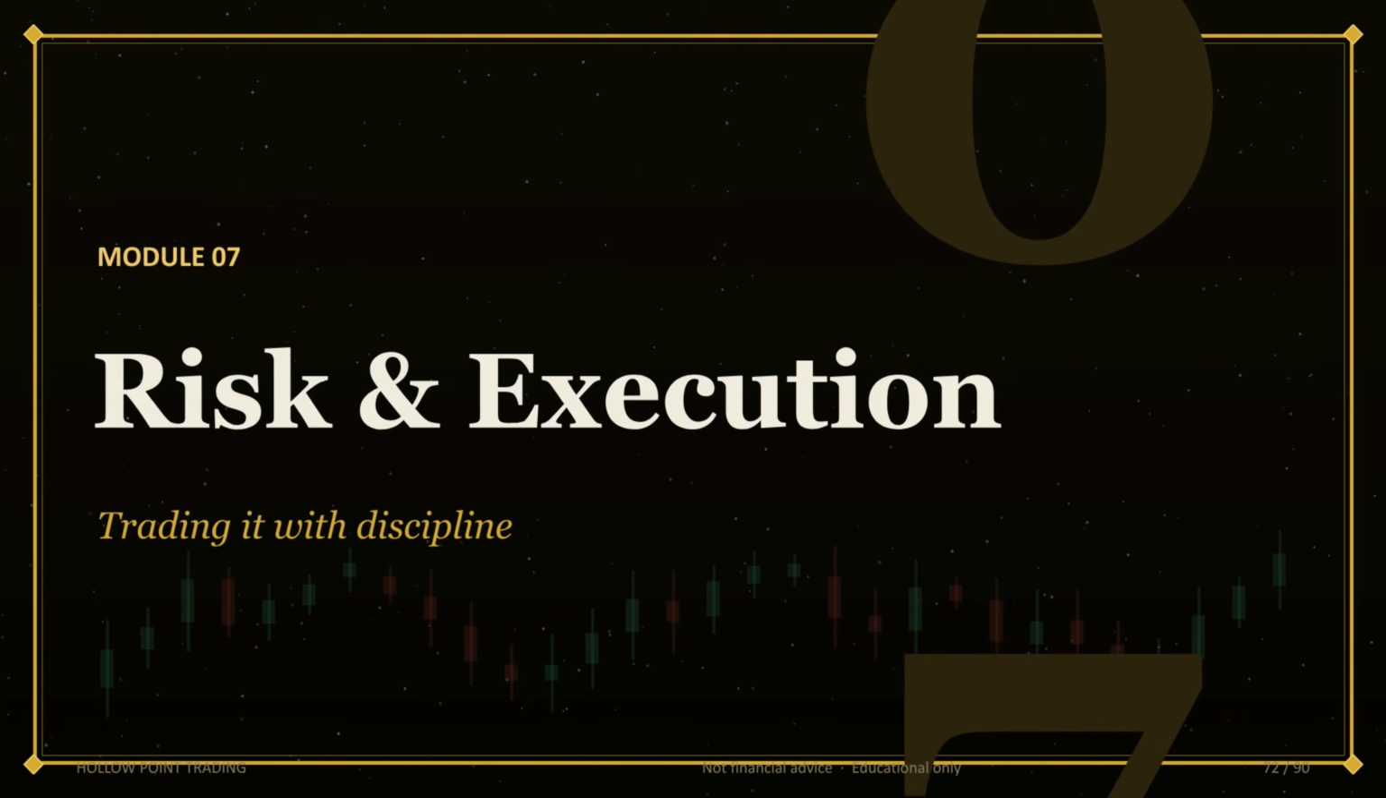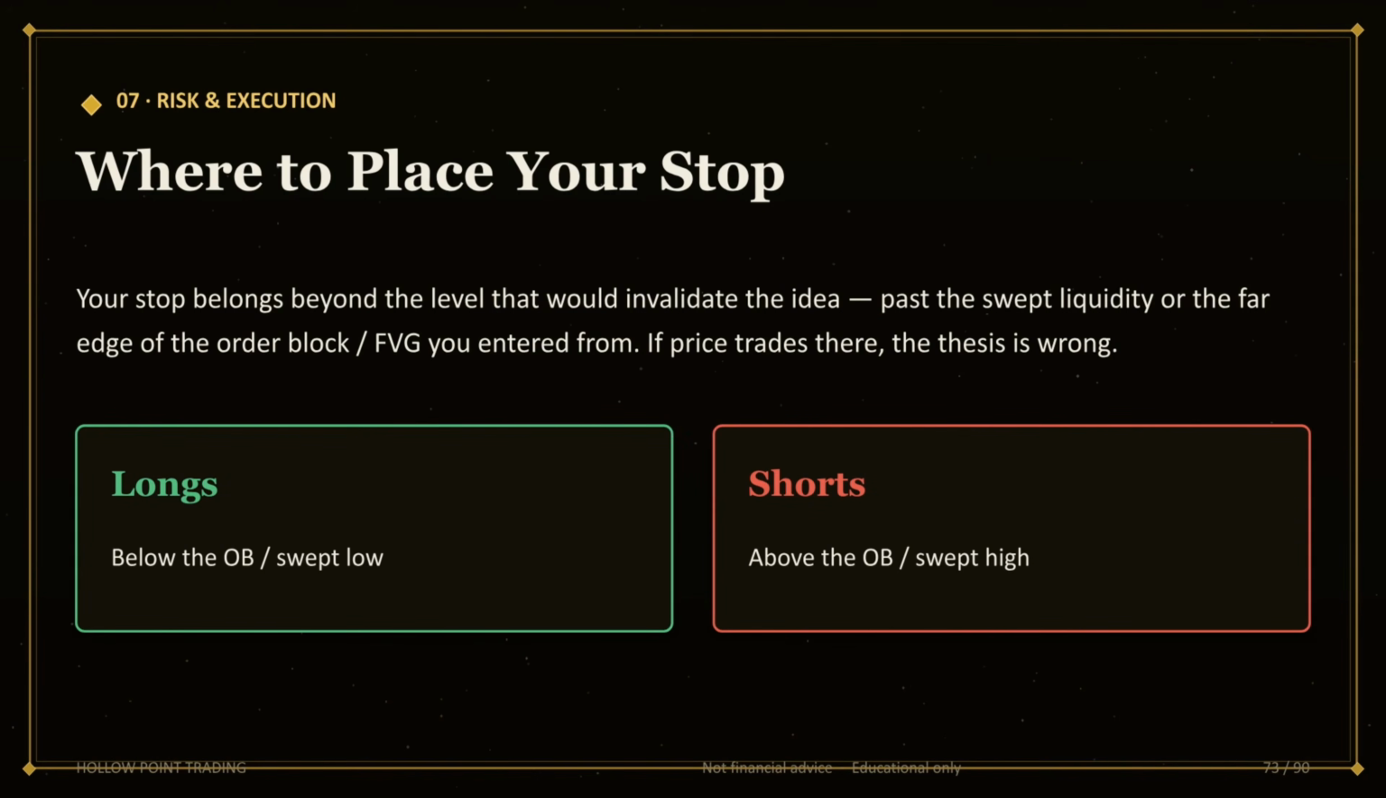We now begin Module 07, Risk and Execution. This module focuses on the discipline required to translate your analysis into consistent execution. Proper stop placement is critical. Always place your stop beyond the level that invalidates your trade idea, past the swept liquidity, or the far edge of the OB or FVG used for entry. If price breaches that level, your thesis is simply incorrect.